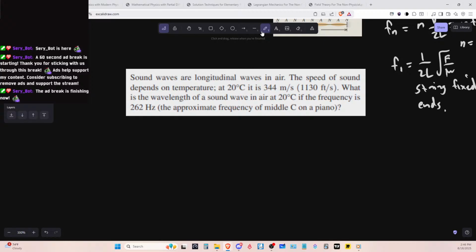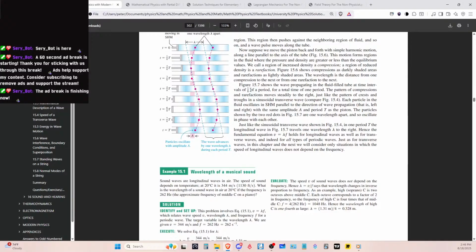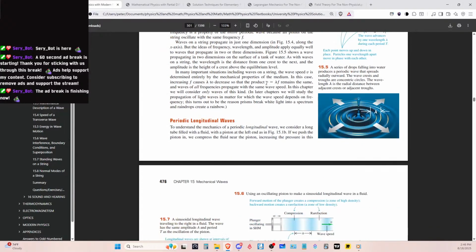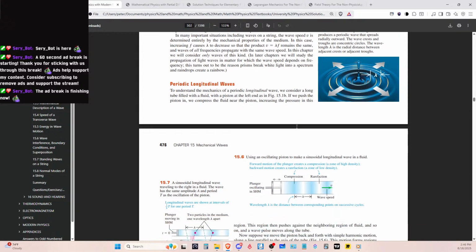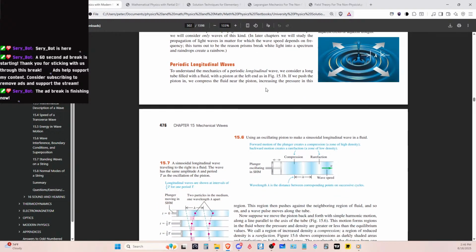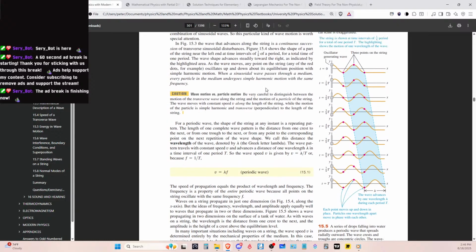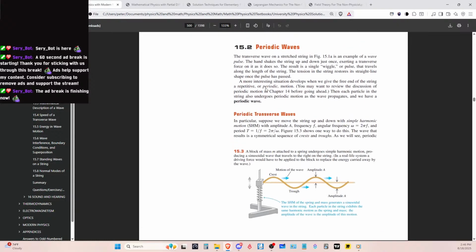Okay, sound waves are longitudinal waves in the air. So we probably should read what longitudinal waves are first. To understand the mechanics of longitudinal waves, we consider a long tube filled with a fluid with a piston at the left. Okay, so it's 15.1.